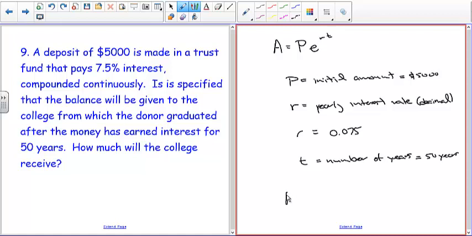So we'll say the amount is equal to the principal, 5,000, times e to the r, 0.075, times the number of years, which is 50. And if we put that into our calculator, let's do e to that number first, and then we'll multiply it out. So we take e to the 0.075 times 50. So you get a multiplier of 42.